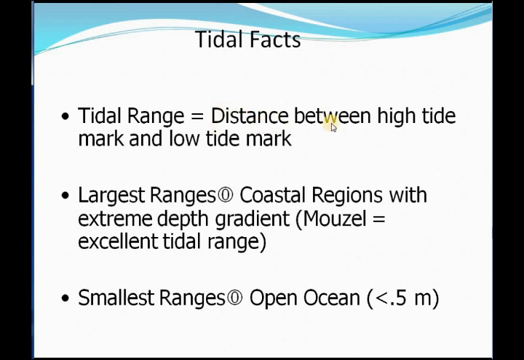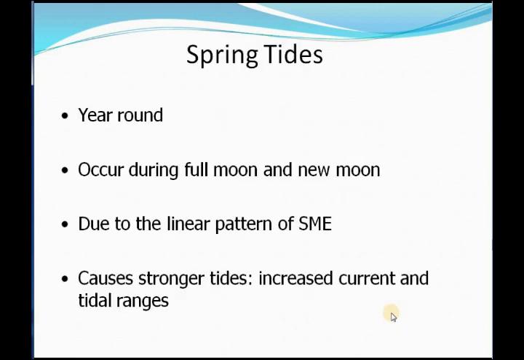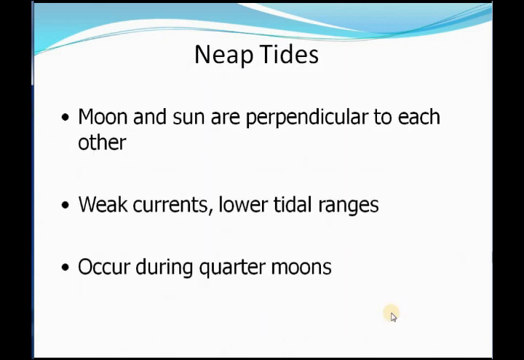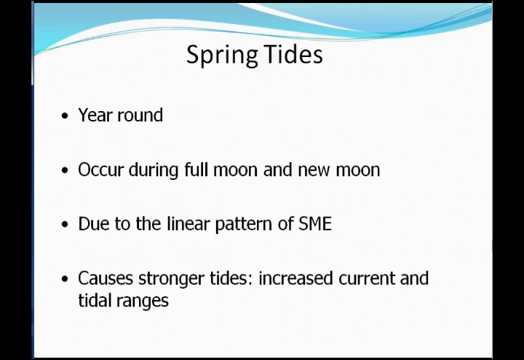The tide range is the distance between the high tide and the low tide mark. Okay, the largest range of the tide is in the coastal regions with extreme depth, an excellent tidal range, and the smallest range is less than 5 meters. Okay, now moving on towards what are spring tides and neap tides. How are the spring tides and neap tides occurring? First of all, I'll tell you that spring tides are the ones which are greater than the average tides, and the neap tides are less than the average.